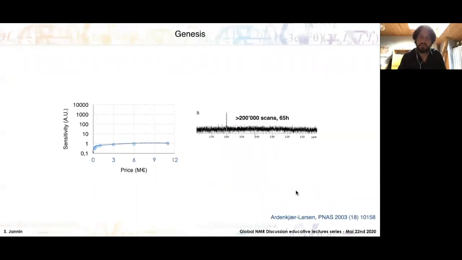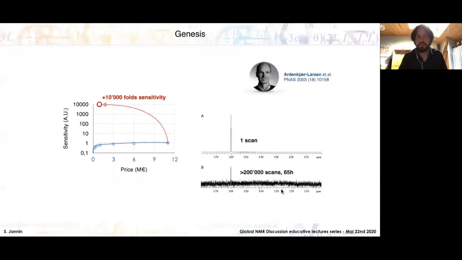And so, to make the story short, dissolution DNP was invented in 2003 in Malmö by a group with Klaes Golman and Jan-Henrik Ardenkjaer-Larsen, and they showed that they could enhance the NMR signal in the liquid state by factors exceeding 10,000-fold. And the first demonstration was done on urea, on naturally abundant C13 urea, and they showed that they could record in a single scan a spectrum with really high sensitivity that they could not record even after a few days without DNP.